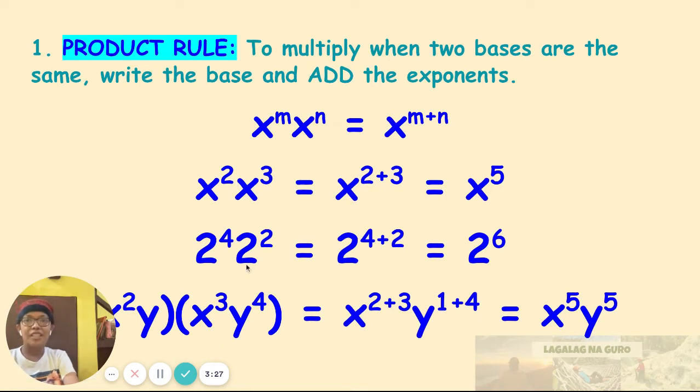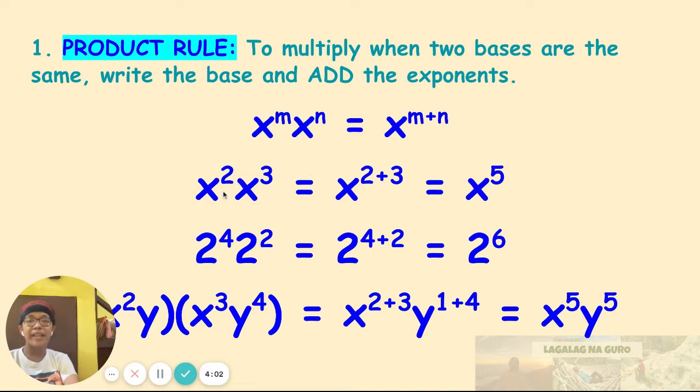Okay, let's proceed to product rule. So, product rule is rule number 1. So, this is to multiply when 2 bases are the same, write the base and add the exponent. So, when 2 or 3 bases are the same, you just add the exponent. Okay, so for example, x raised to the m, x to the n is equal to, you copy the base, then you add m plus n. That is your general formula. So x to the m times x to the n is just x to the m plus n.